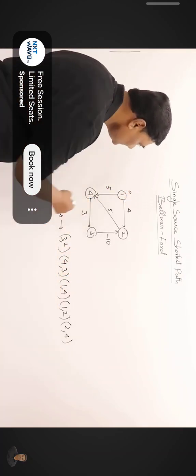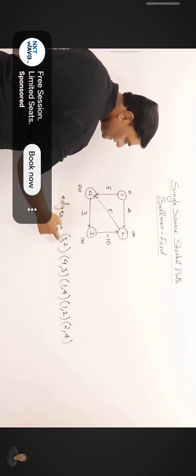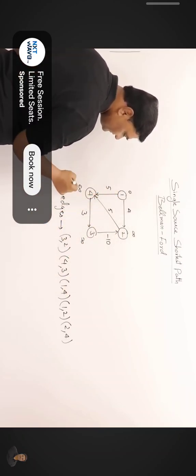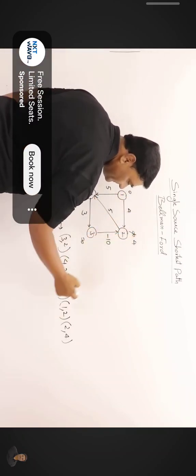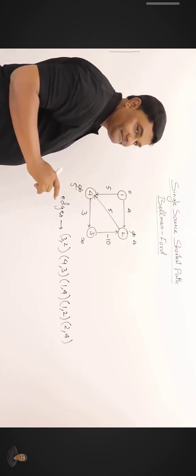Let us do. So 0, infinity, infinity, and infinity. 3 to 2, infinity only. 4 to 3, infinity only. 1 to 4, 0 plus 5, this is 5. 1 to 2 is 0 plus 4, this is 4. Now 2 to 4, 4 plus 5, 9, this 5 is better. No need of changing. One time over.